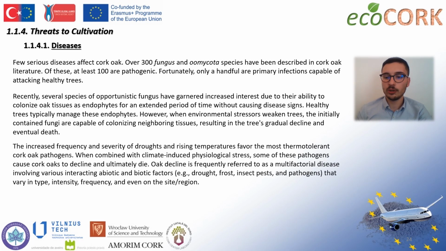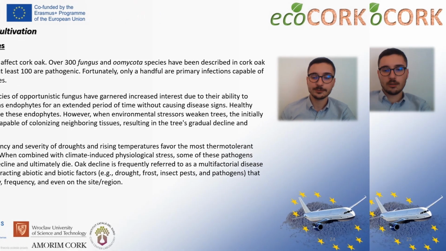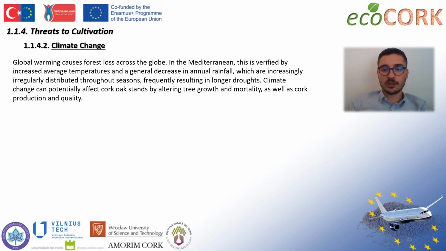The pathogens that do the most damage to cork oaks do best when droughts happen more often and are stronger, when temperature rises. Some of these pathogens cause cork oaks to decline and eventually die when they are combined with climate-caused stress on their bodies. All over the world, forests are dying because of global warming. In the Mediterranean, this is shown by rising average temperatures and a general decrease in annual rainfall, which is becoming more unevenly spread across the seasons and often causing them to last longer.